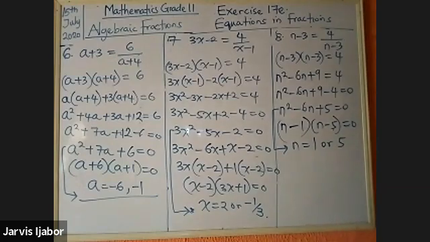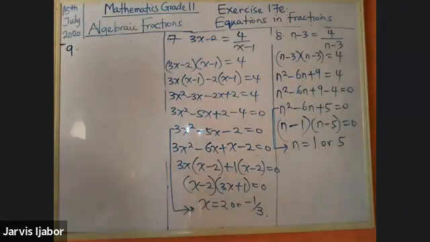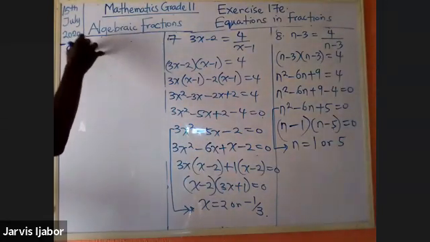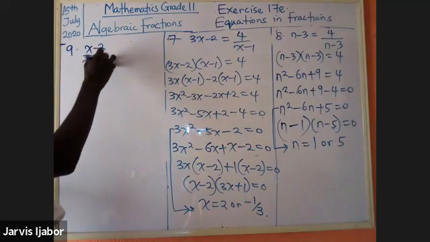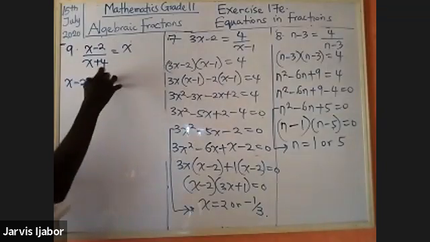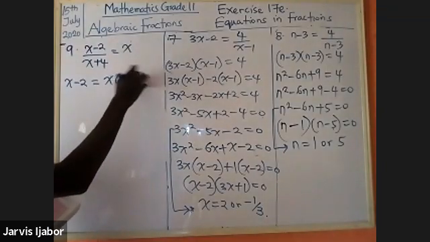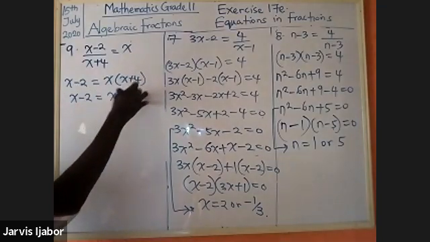Okay, that was for question 8. In question 9, you have that (x minus 2) over (x plus 4) is equal to x. This will mean that x minus 2 will be equal to x into (x plus 4). x minus 2 will be equal to x squared plus 4x.